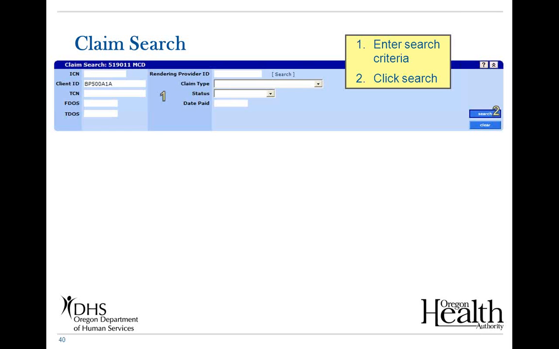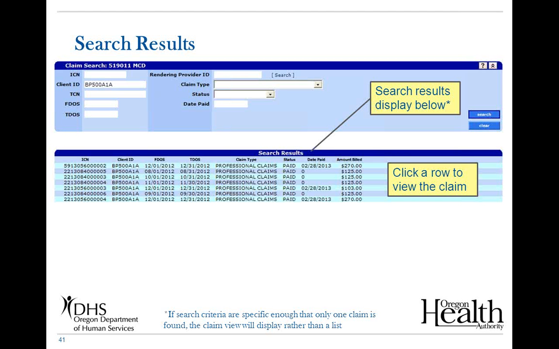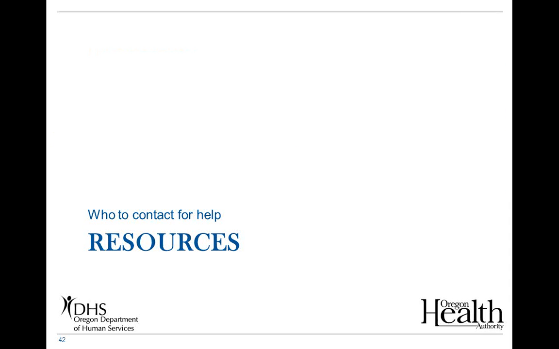You can enter search criteria and then click on the search button on the right there. And you can search by any of these different fields here. I just put the client ID in. If there's more than one claim found by your search results, then you'll get a list. And you can click on a row to view the entire claim. If your search criteria is specific enough that only one claim is found, then instead of getting that list, you'll just get that claim. And it will look like that completed claim that we looked at previously.